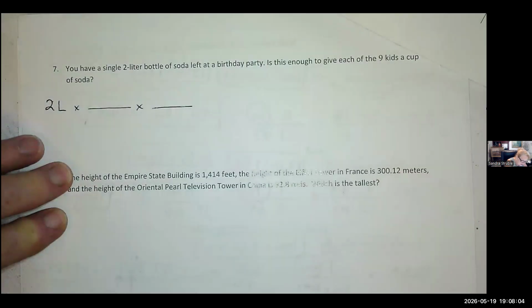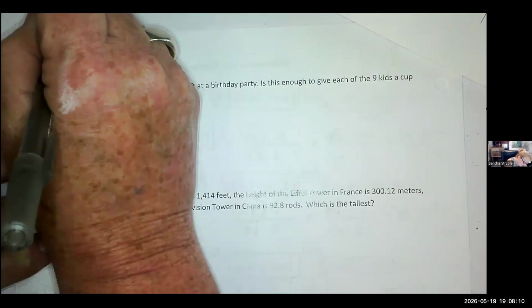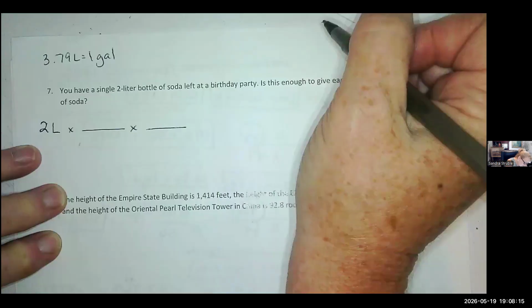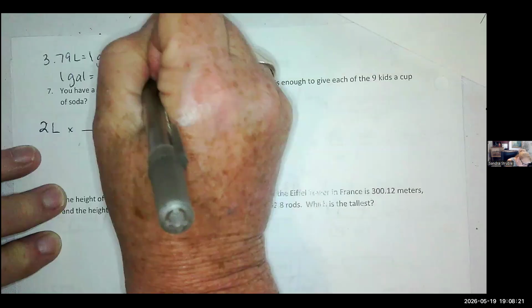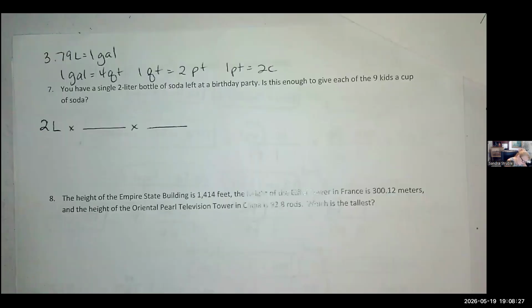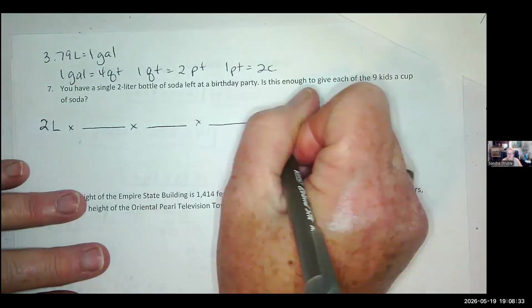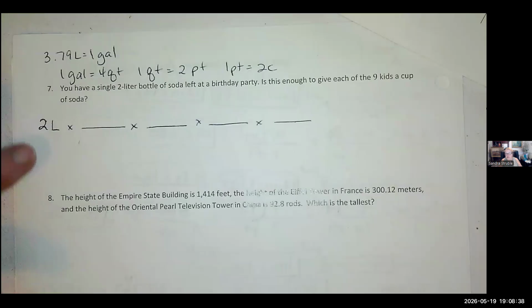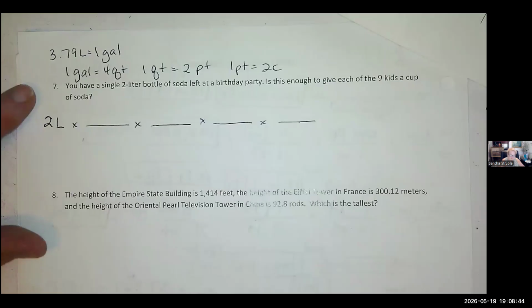All right, I've got 3.79 liters is 1 gallon. And then I've got 1 gallon is 4 quarts. 1 quart is 2 pints. 1 pint is 2 cups. All right, that gets me to cups. If you didn't map this out, please pause the video and fill in at least just the units to where they need to go so that you end up with cups. You've got to get the practice in somewhere.